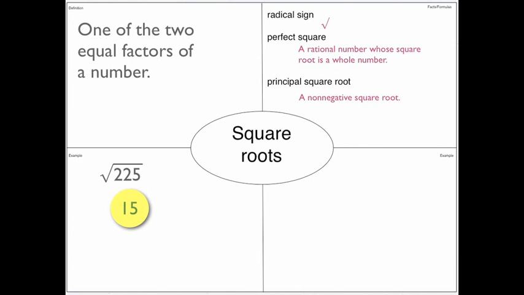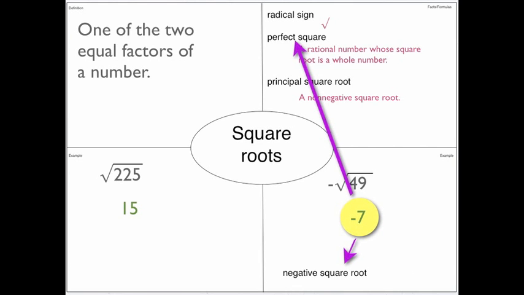So we have 225. The square root of 225 is 15. That's both a perfect square and the principal square root. Negative square root of 49 is negative 7. This time it's a perfect square, but it's a negative square root, not a principal square root.